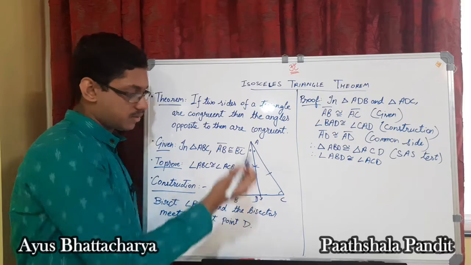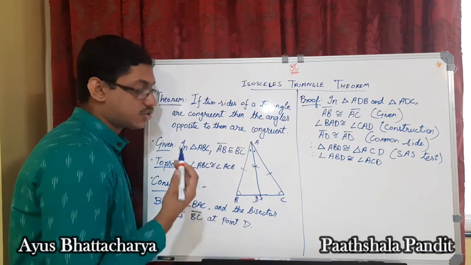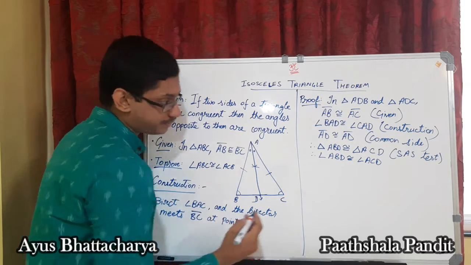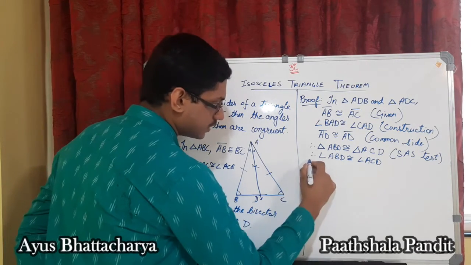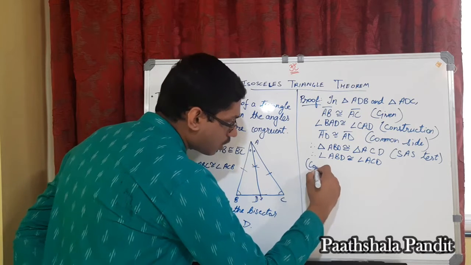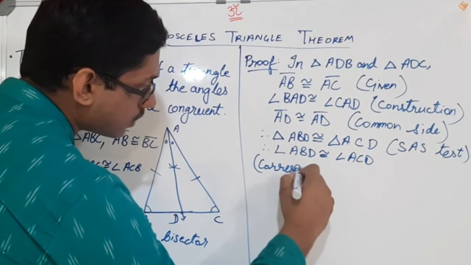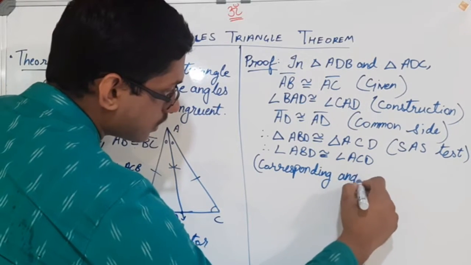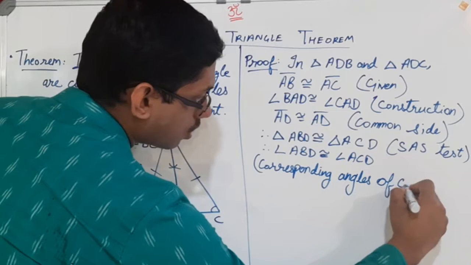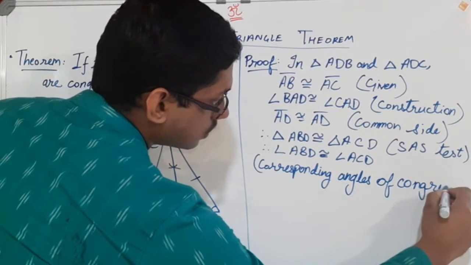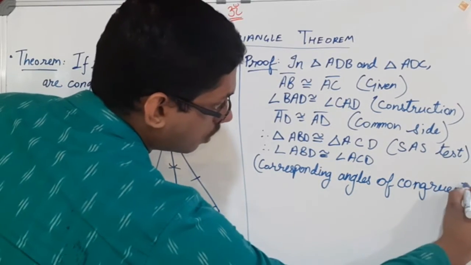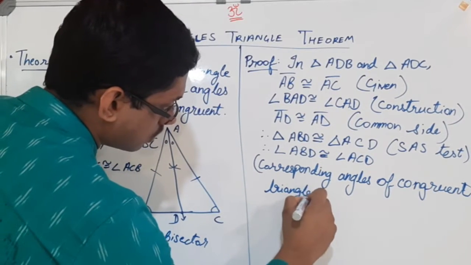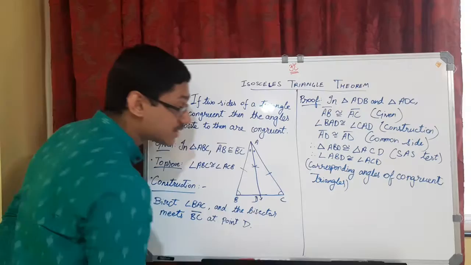You know the reason that these are congruent triangles, so of course these will be congruent only, but you have to mention a reason. The reason is corresponding angles of congruent triangles. All right, this is the reason behind it.